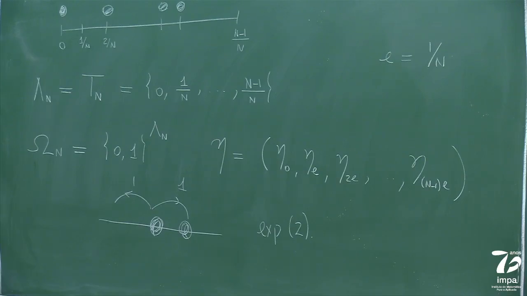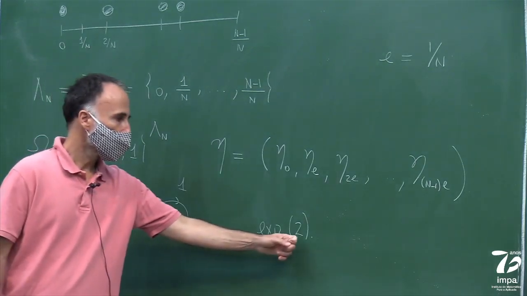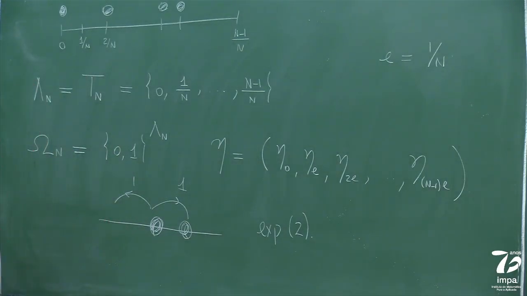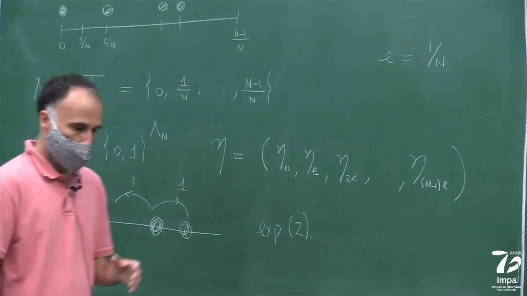Each particle waits its own exponential clock, which is independent from the others. This exponential clock has rate 2, and at the end of this clock, it decides to jump to the left or to the right with probability 1/2. So this is one interpretation. Each particle has a clock. These clocks are random, they are exponential, they are independent, and each time the clock rings, you try to jump to the right or to the left.